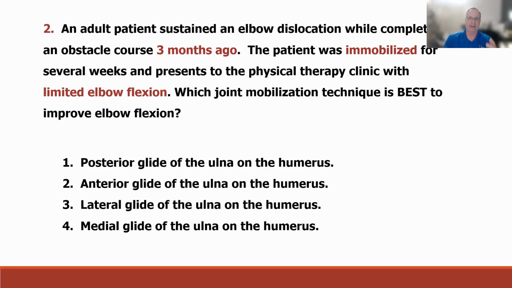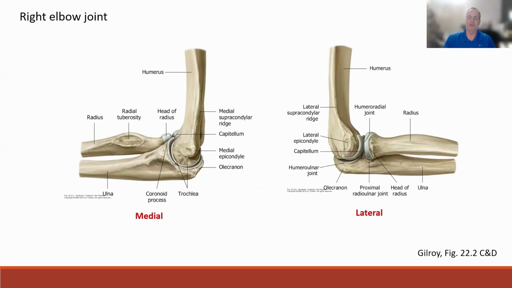And what's going to come to mind are things like the convex and concave rule. We're going to review that in just a minute. And so the correct answer on this one is going to be what most of y'all chose. So about 70% of you chose anterior glide of the ulna on the humerus. If we're trying to improve flexion, then that is going to be the mobilization direction that we want to choose.